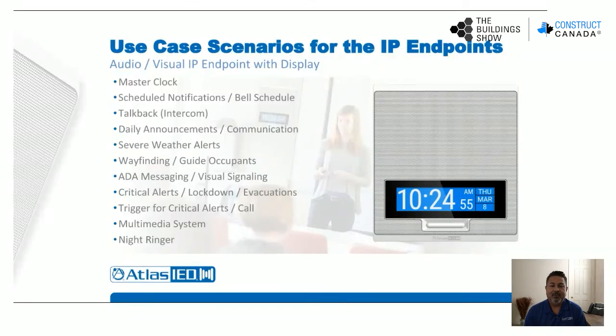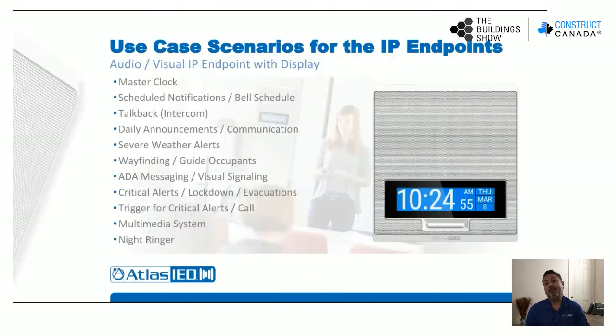So what happens is that authorized personnel can actually give instructions, both visually and audibly, through the IP endpoints, telling the occupants that they might need to gather in a different safety designated area. So that's another use case scenario as well.